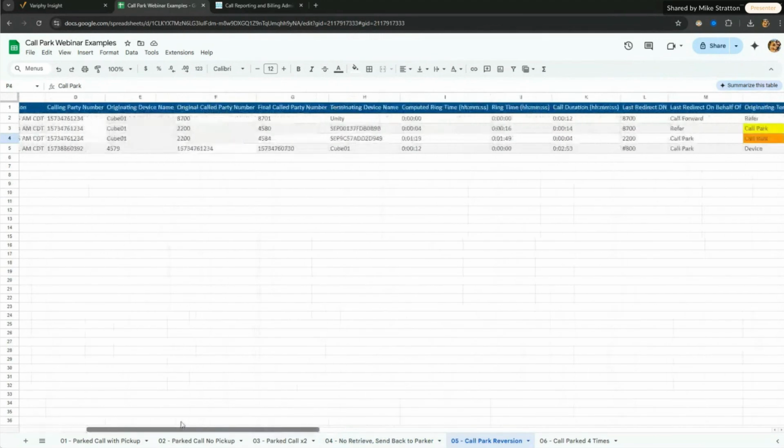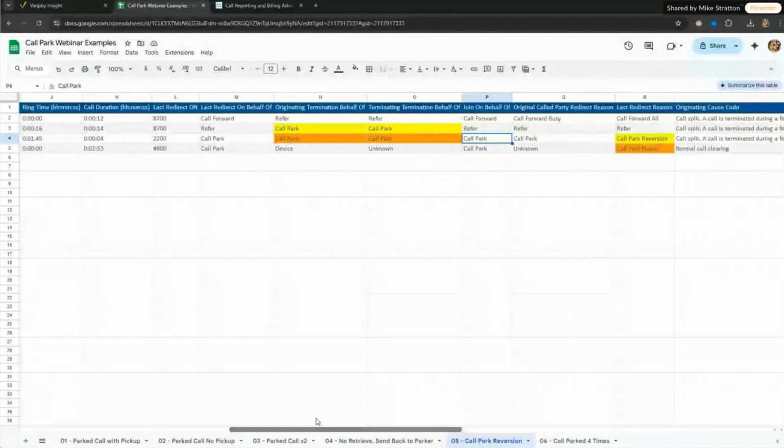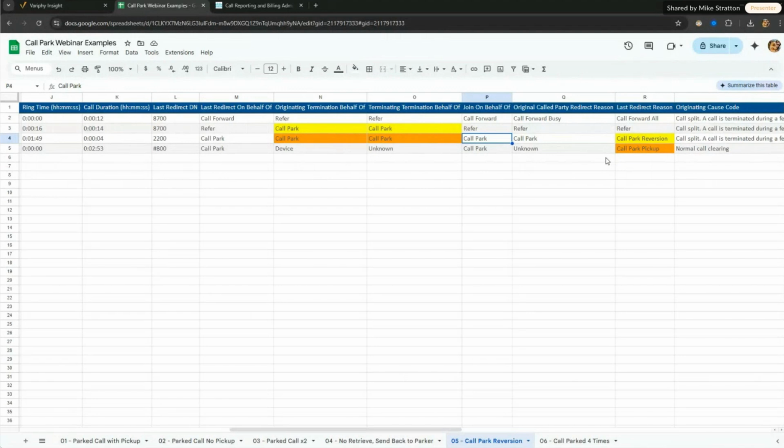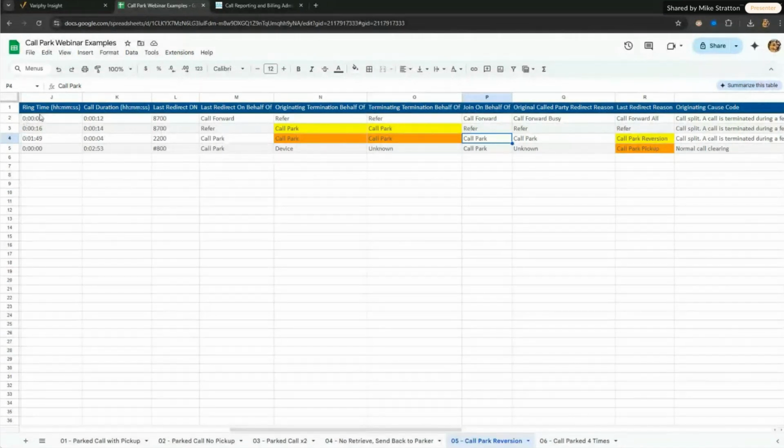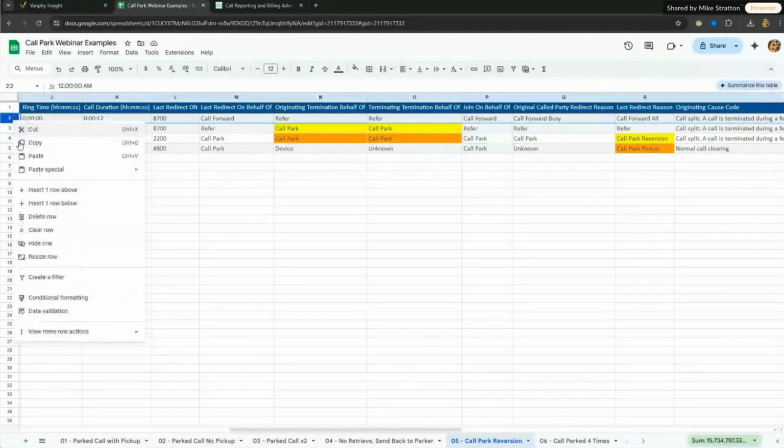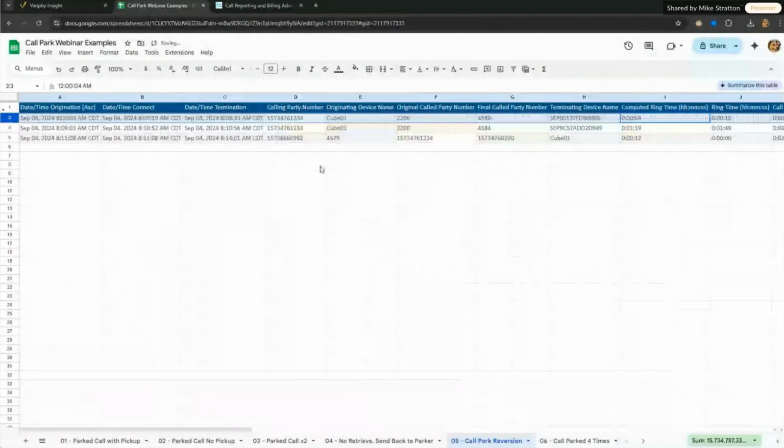Call park reversion. It's similar to send back to parker. I think it's really a matter of which trigger in Call Manager sends it back to the person or the hunt group where the call was parked from. But same thing, we're going to hide record 2, so we don't need it.